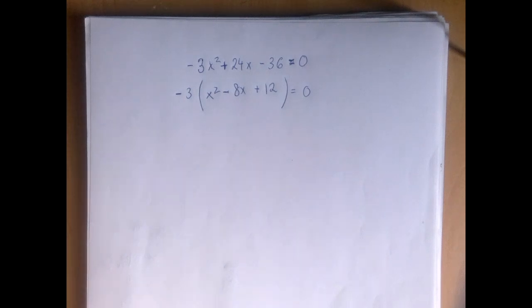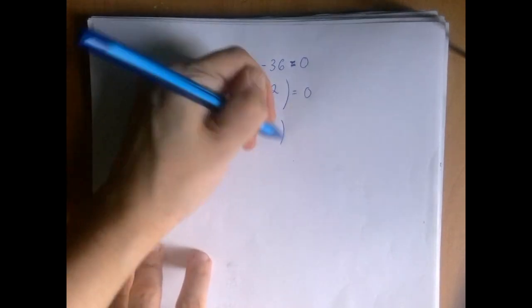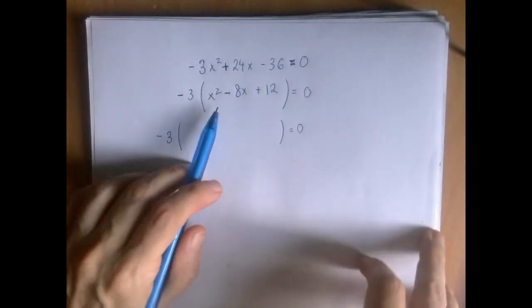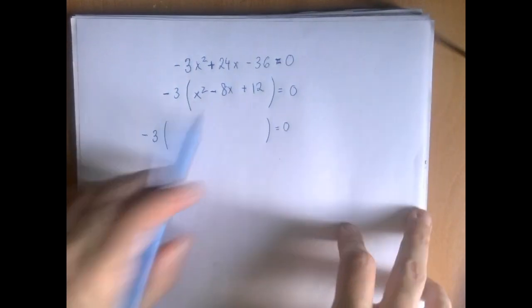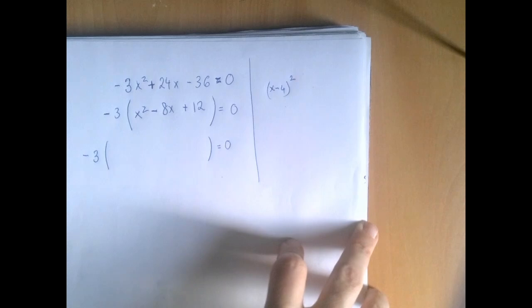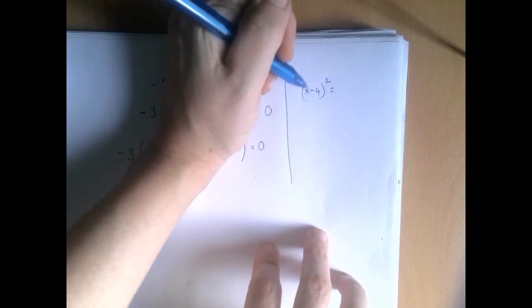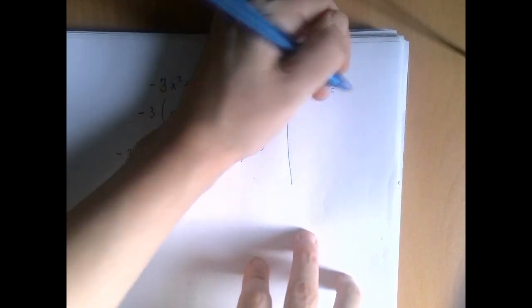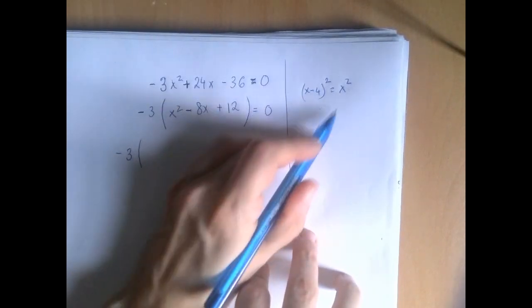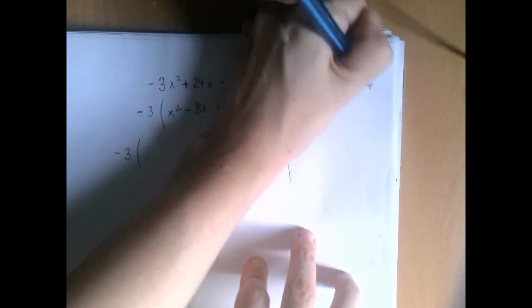All right, we're going to drag along the -3, and inside the parentheses, we're just going to complete the square. So half of the linear coefficient is -4. So we go to the margin and we work out the complete square, x minus 4 squared. When we FOIL out x minus 4 times x minus 4, it is going to be x squared minus 4x, giving us minus 8x, plus 16.